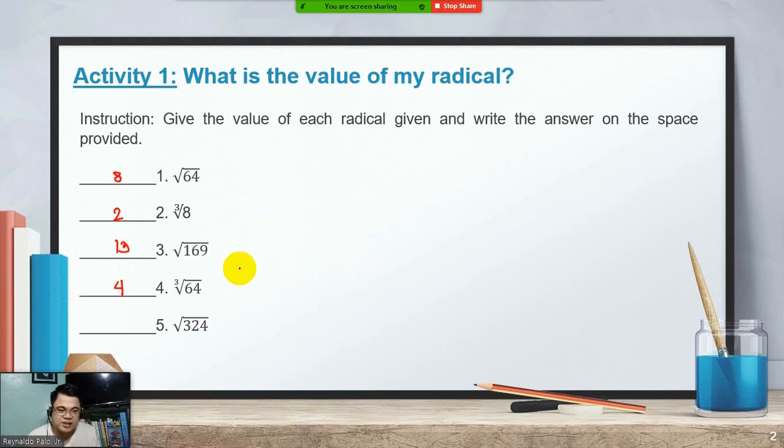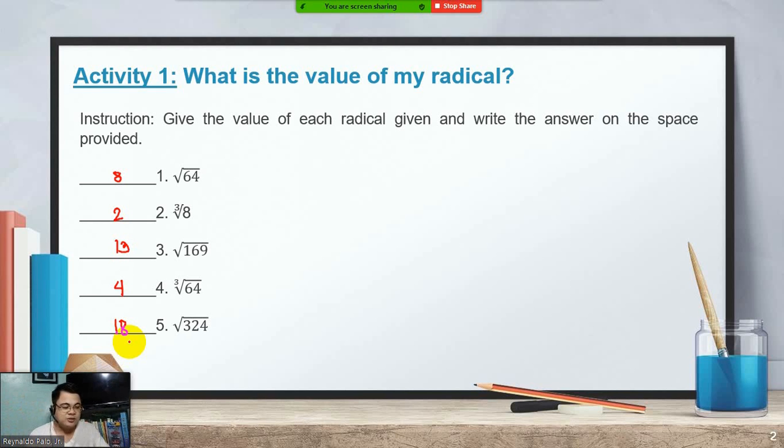Then lastly, we have number 5, square root of 324. And 324 is a perfect square number. So if we will be extracting the root of this, we will be getting 18. So guys, my advice is that you have to be familiar with the perfect square and perfect cube numbers, because these are the common numbers that you are going to encounter in performing the operations on radicals.